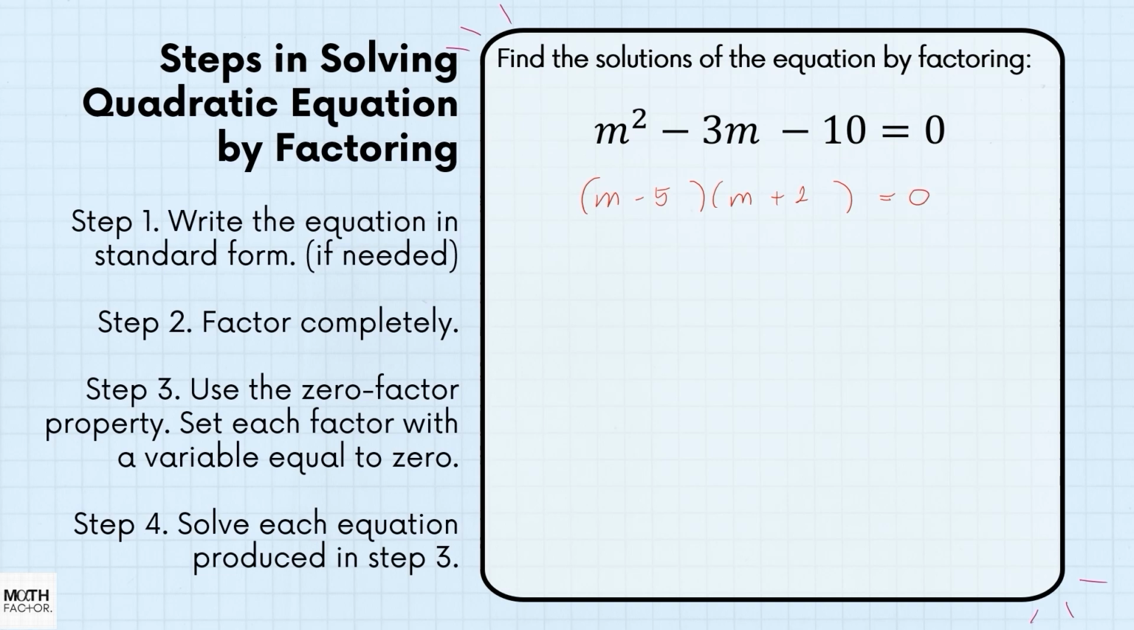So using the zero factor property, we will now set two equations equal to 0. That is m minus 5 equals 0 and m plus 2 equals 0. The solution for the first one is m equals 5. And for the second one, we have m equals negative 2.